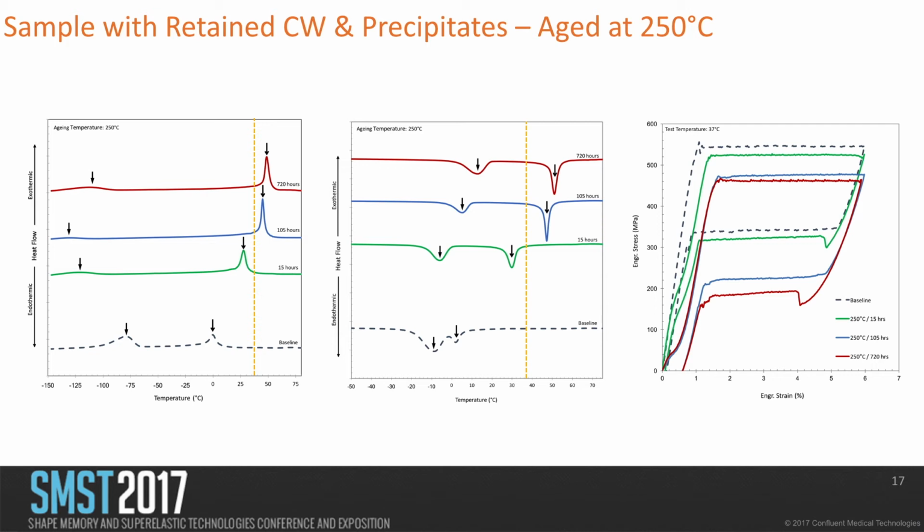It's well above body temperature, and yet you have superelasticity. Again, this is a confirmation that the AF is not what we should be after. It's the M star, MP, and M star that controls the mechanical properties.